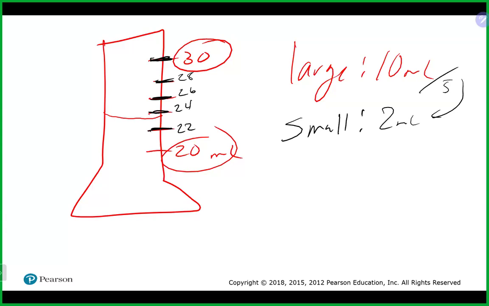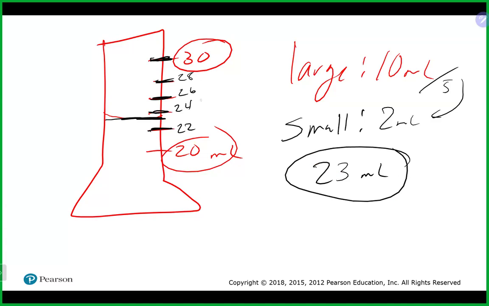Now, when I look at this, I'm sitting right about here, right? That is between 22 and 24. What number comes between 22 and 24? 23. On this particular one, that is it. That is the best you can do because there is no way you would know exactly where 22 stops and 23 starts, right? There's just no way to know, right?